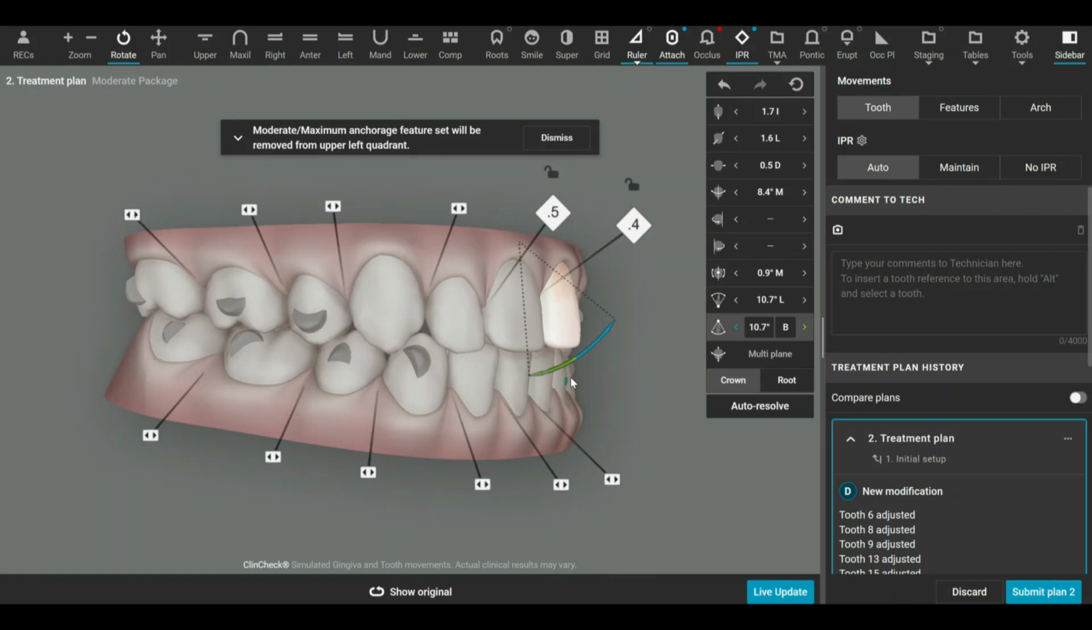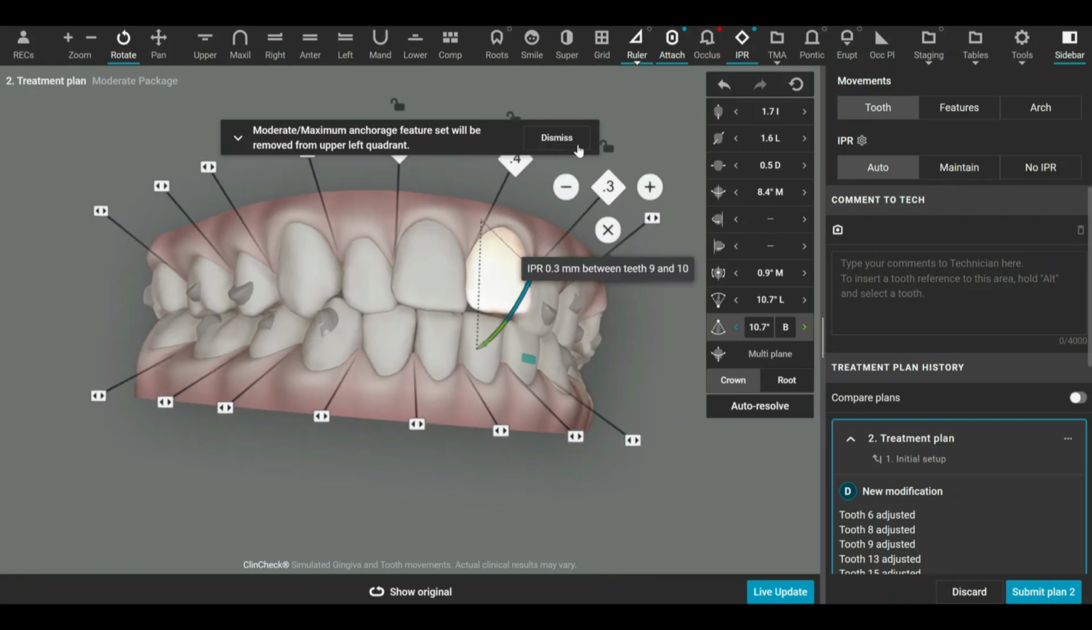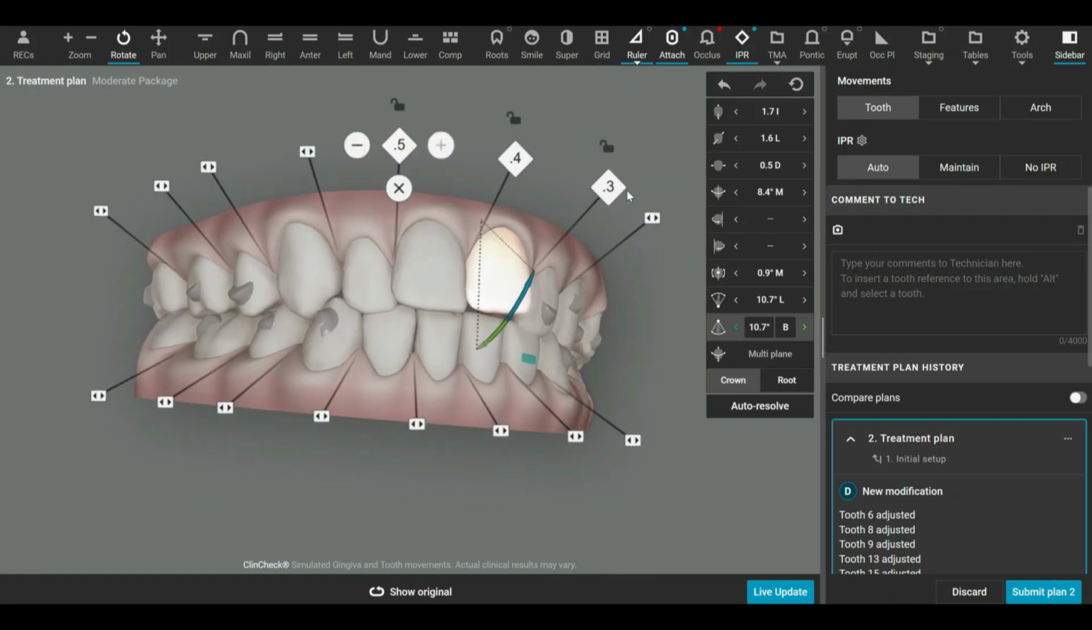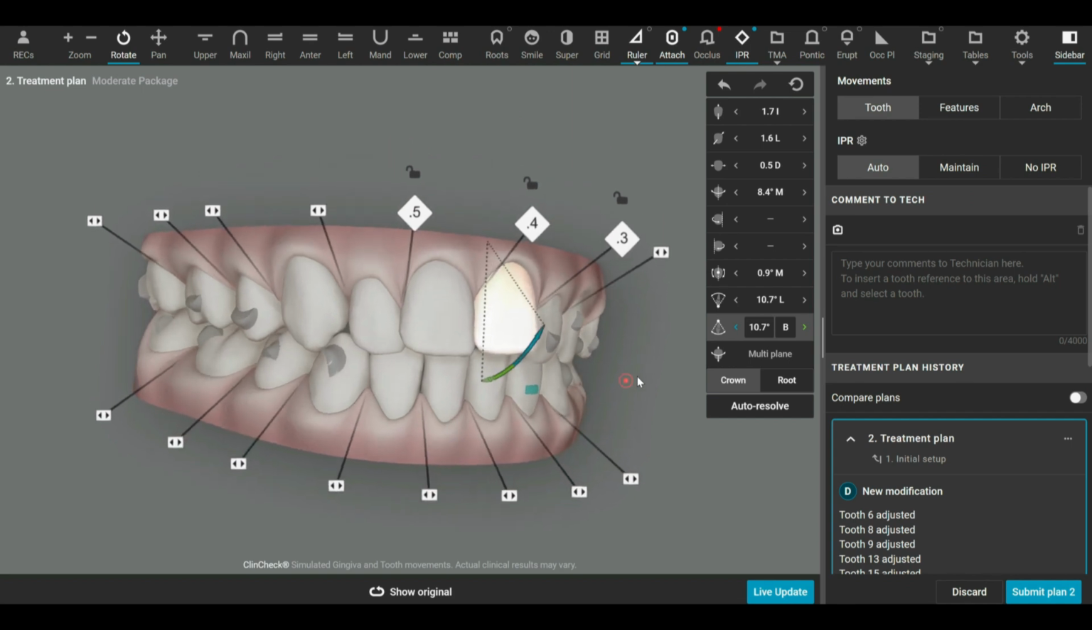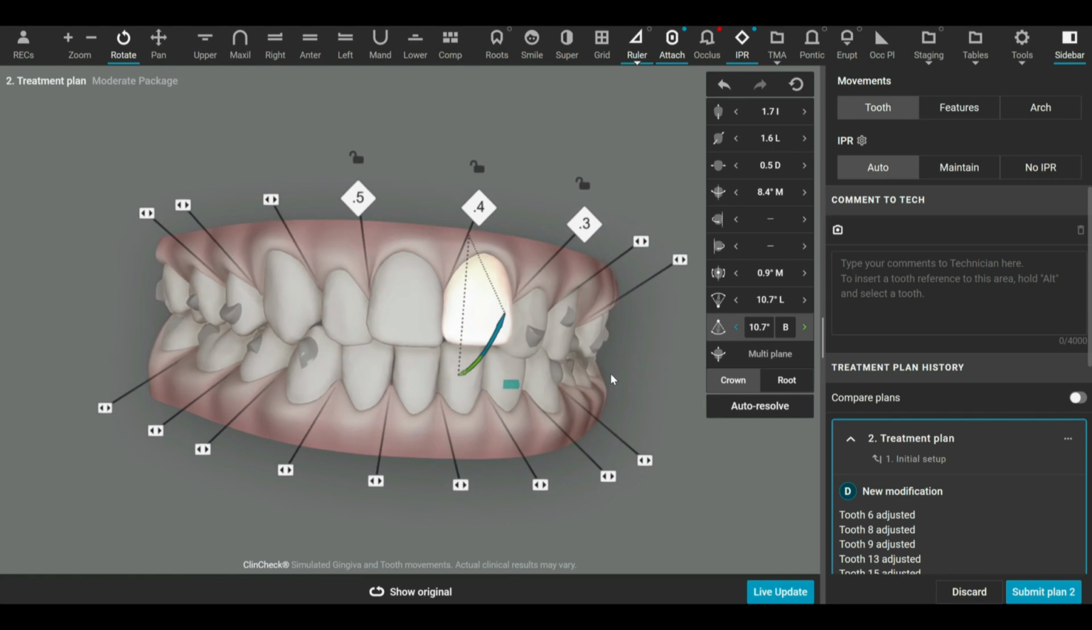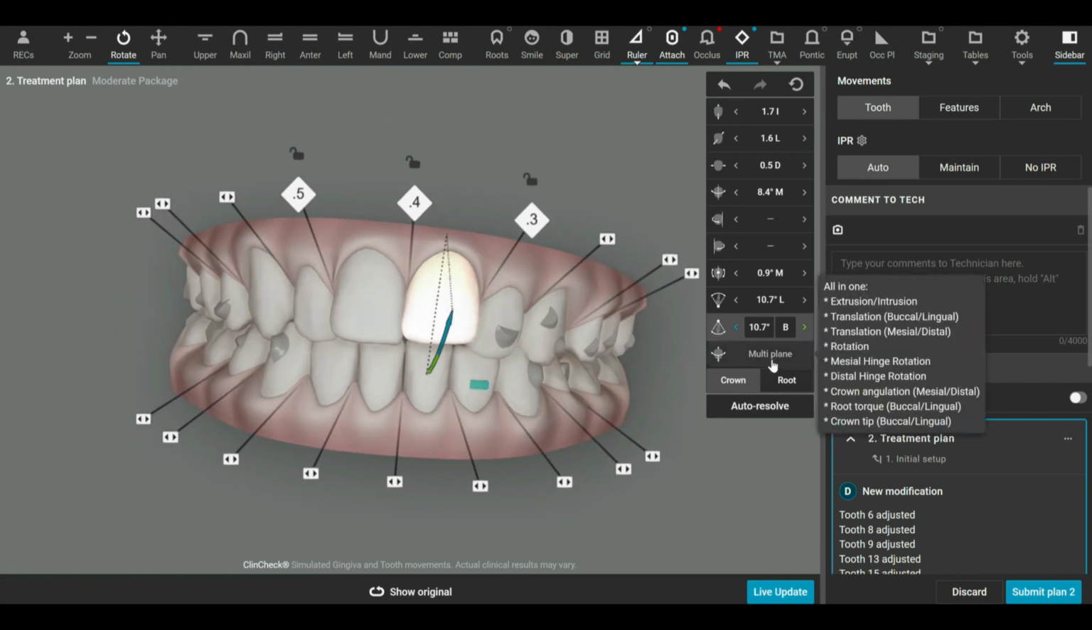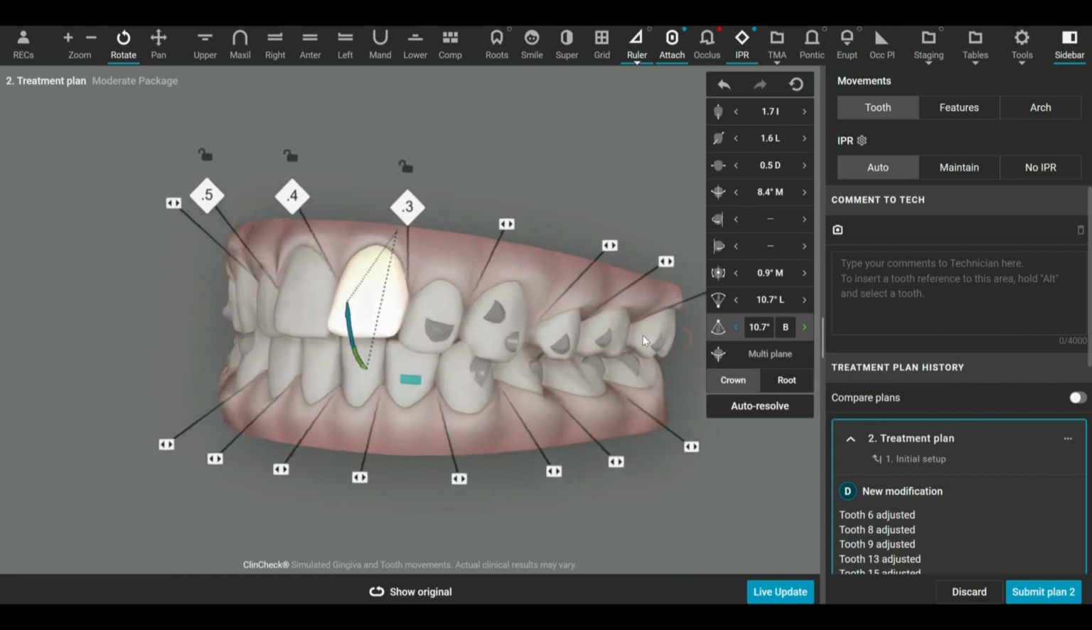Okay? And notice that IPR was added by the algorithms when I did that because you've got to have space to be able to move these teeth lingual. And so it added the IPR automatically. Okay? Here's the multi-plane. I never use it. It's all in one. I don't recommend even learning how to use it, okay?